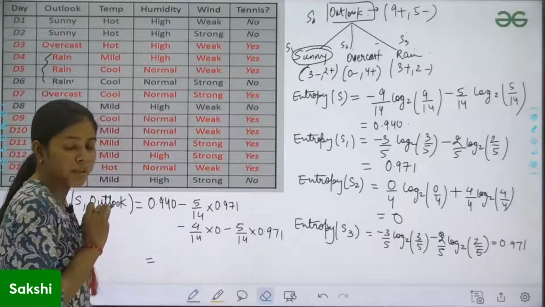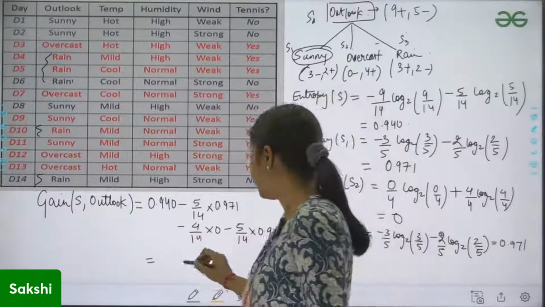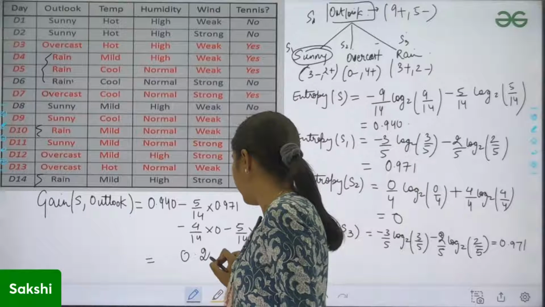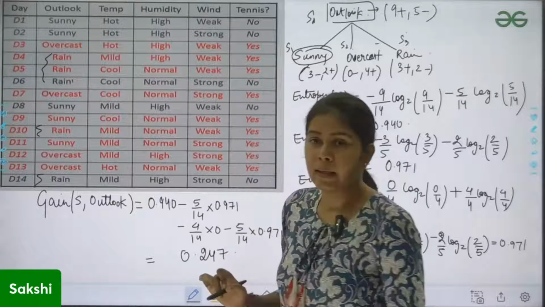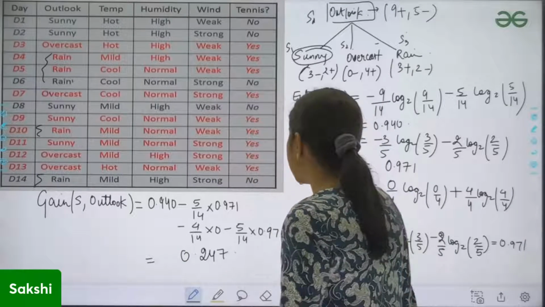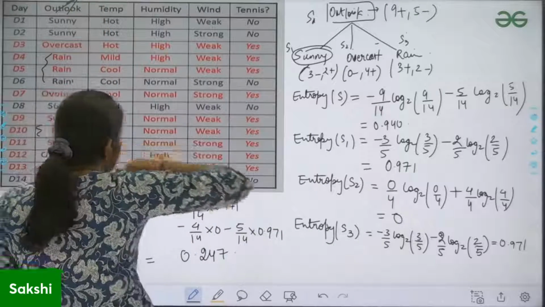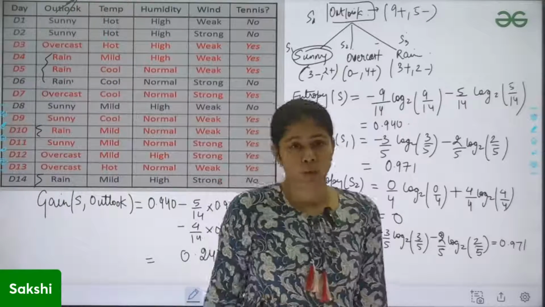Now I can find out this value. So what would this value be? On solving, you would get 0.247. This is the value for the gain here. Now, what would you do next? So for this Outlook feature, you would get 0.247.